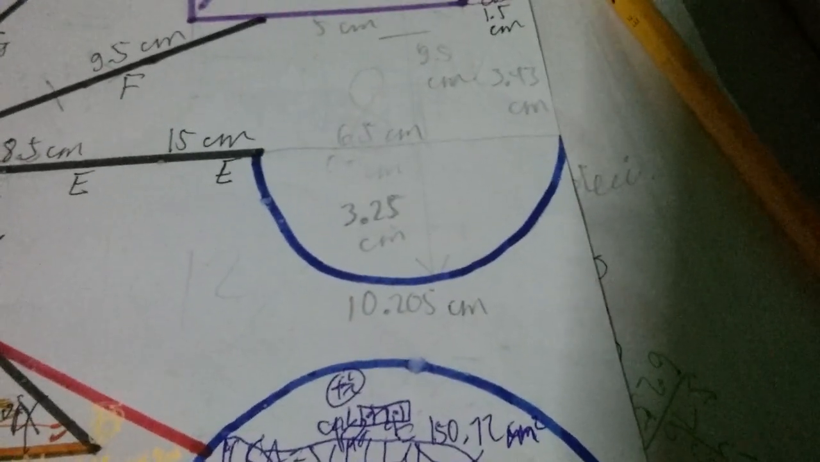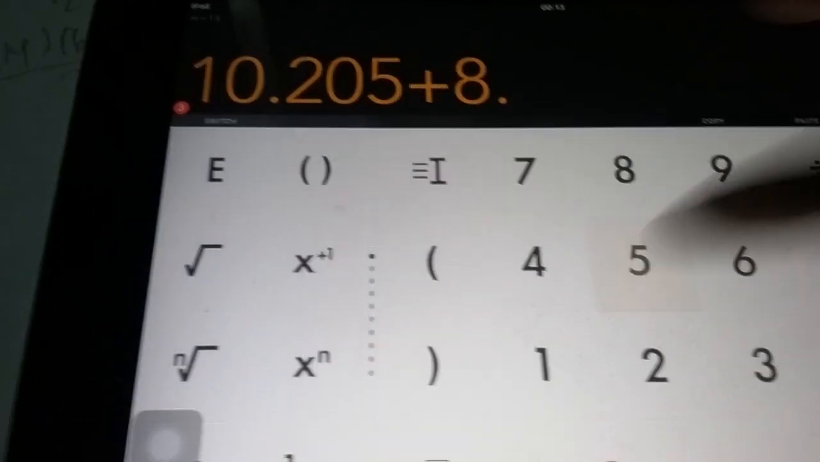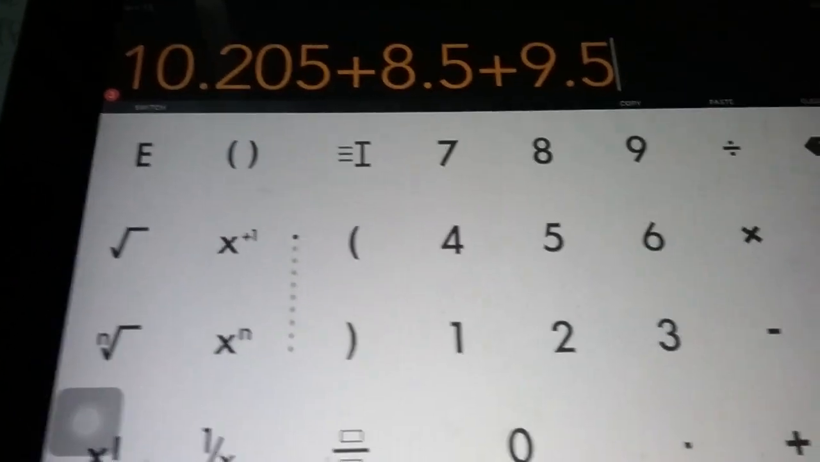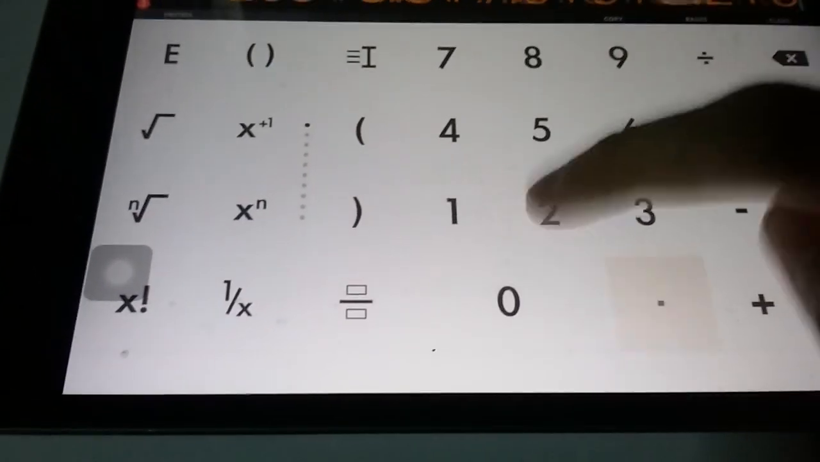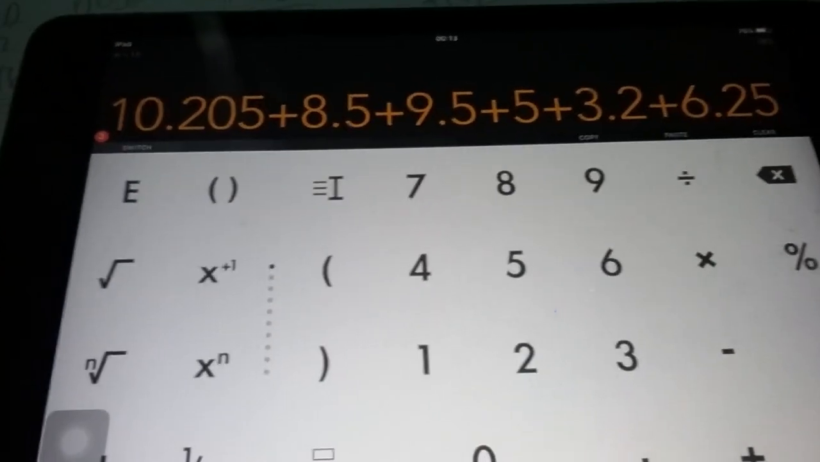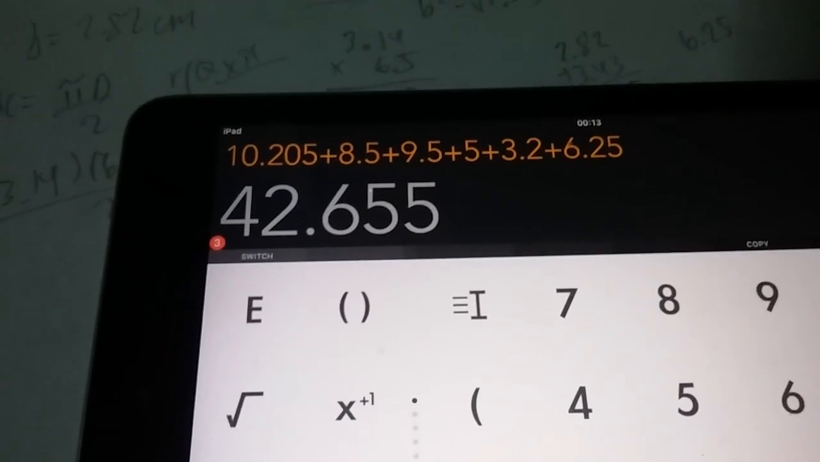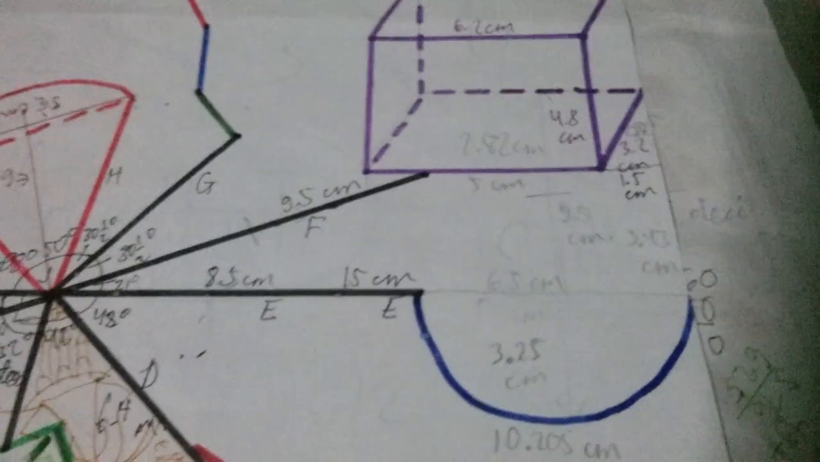Okay? So that is the answer to our problem. Now let's add up everything. So 10.205 plus 8.5 plus 9.5 plus ano pa? 5 cm plus 3.2 plus 6.25. Now we can already solve for the answer. And the answer is, let's see, 42.655. So the perimeter of the figure is 42.655 centimeters.